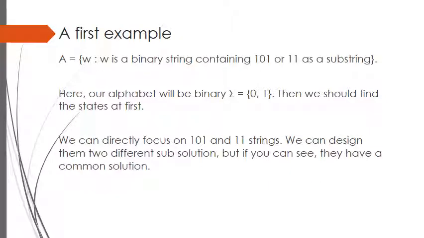It's our first example. A is defined with words W so that W is a binary string containing 101 or 11 as a substring. Here, because of the question, our alphabet will be binary. So Σ includes 0 and 1 only. Then we should find the states. We can directly focus on 101 and 11 strings. We can design them as two different subsolutions, but as you can see, they have a common solution.